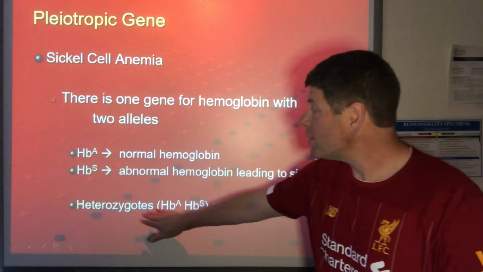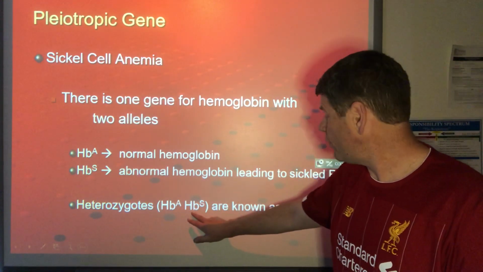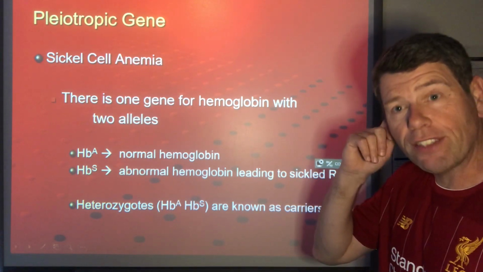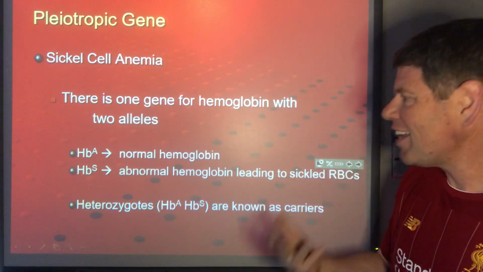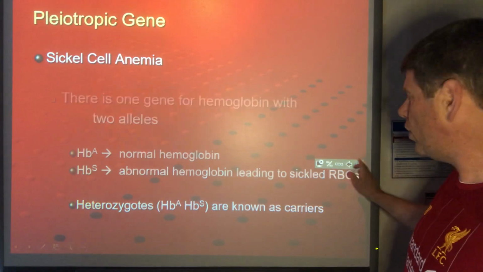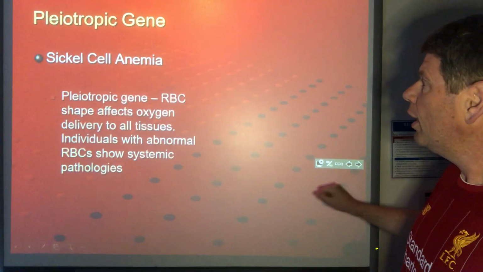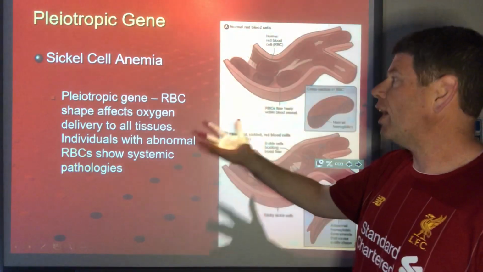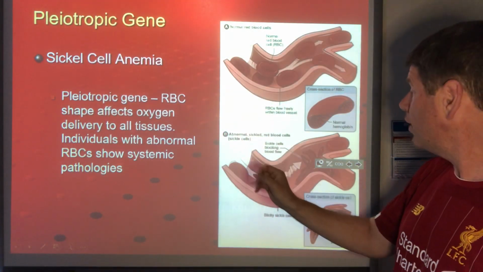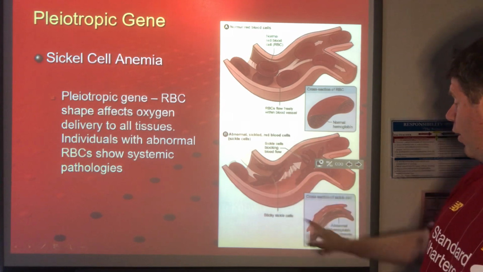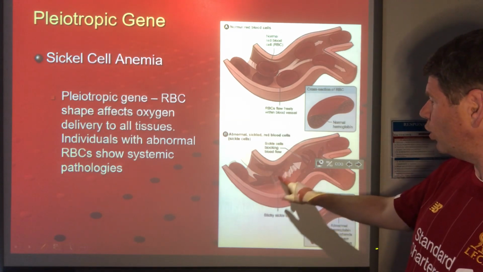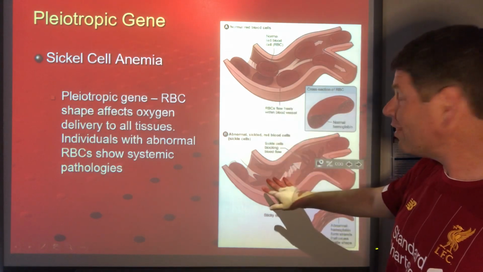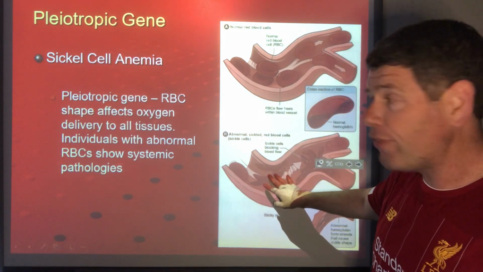Now, if you're heterozygous, so if you had one of each of these, then you would be called a carrier because you're carrying the defective gene. As I go to the next slide, let's continue. So again, you're being reminded of the red blood cell shape. Here are the sickle cells right here. Okay, so that's what a sickle looks like. These are our nice normal red blood cells. Well, the sickle cells can't carry oxygen very effectively.